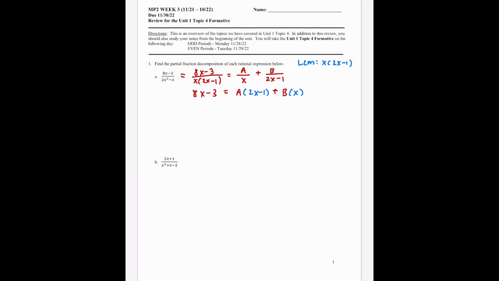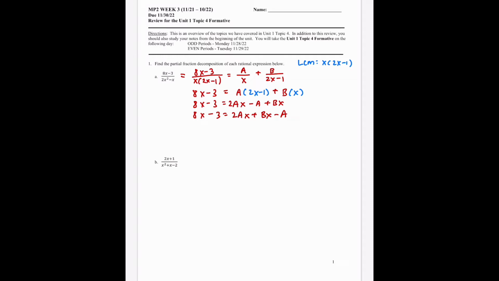There are two methods to solve this. The first method is to set up a system of equations. We can say 8x minus 3 is equal to a times 2x, which is 2ax, minus 1 times a, which is negative a, plus bx. Let me move these around a little: 8x minus 3 is 2ax plus bx minus a.